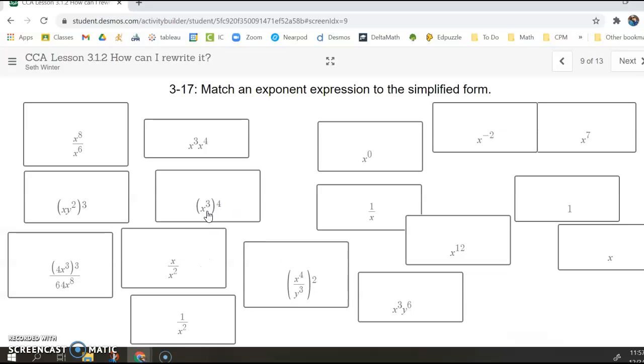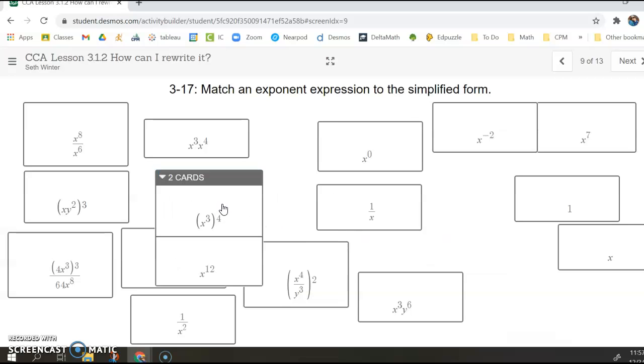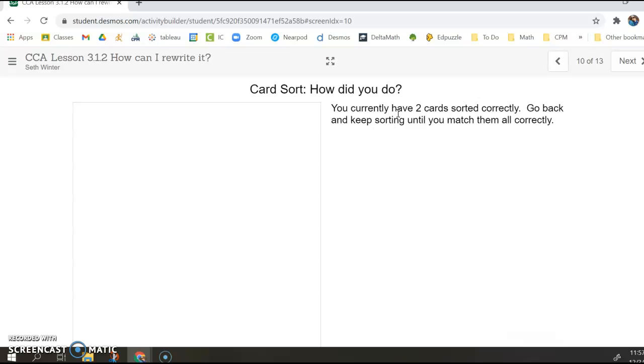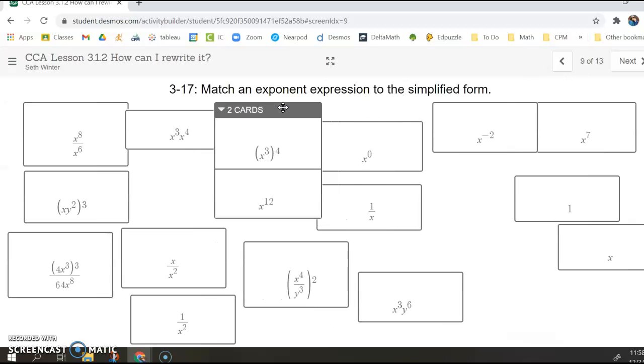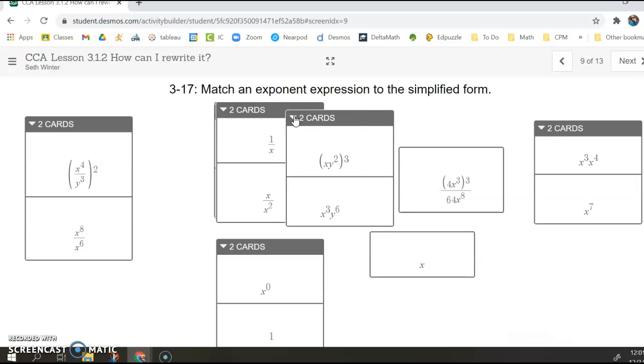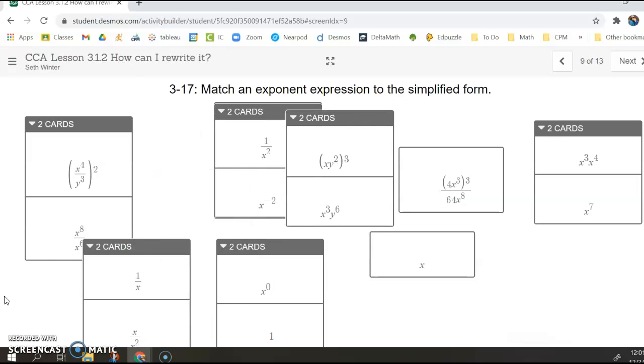So this looks like x to the third power to the fourth power, so that's a power to a power. Those two are going to match. Again, if you want to make sure you got one right, you can click on the next screen. I have 2 cards sorted correctly, so since I've only done 2, I know I have those 2 correct. All right, so I'm going to want you to try this out on your own, and then come on back here and see if you did it, okay?